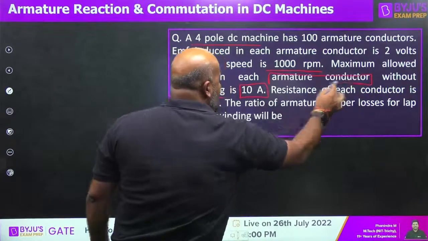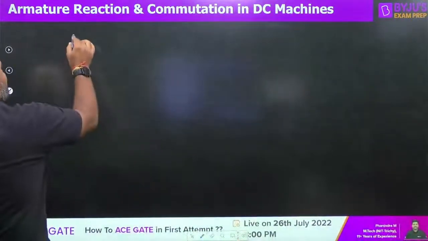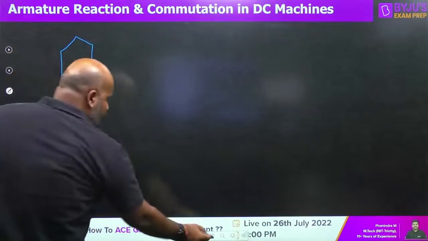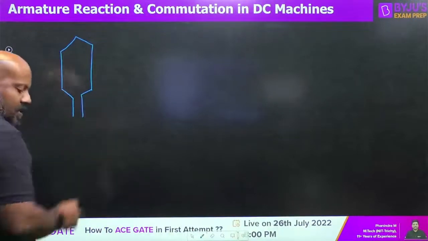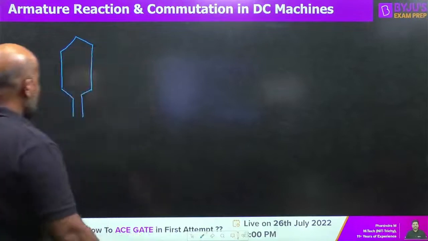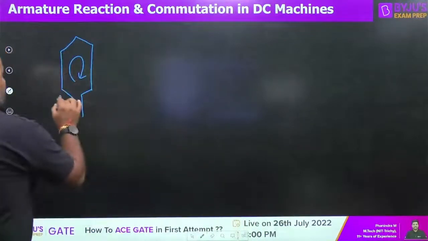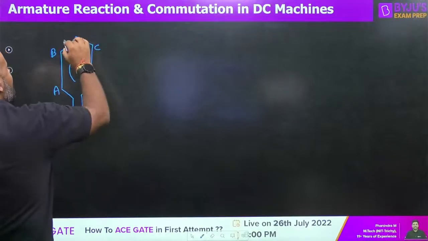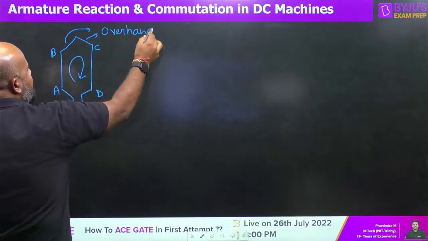So what is an armature conductor? Let us first understand. We define a winding like this. This is a single turn winding, because only one closed loop is formed. This winding has 2 conductors, A to B and C to D, and these are the overhang portions.